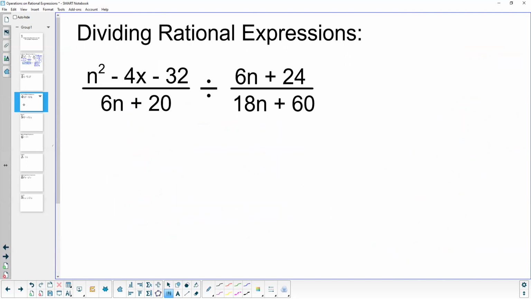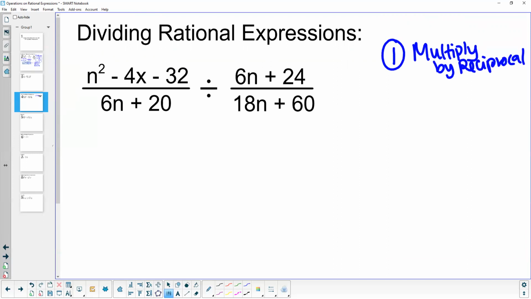Now, dividing rational expressions is very similar to multiplying rational expressions. The reason why is when we divide fractions, people don't like to divide fractions because A, people hate dividing, and B, people hate fractions. So why would we do the double doozy? So what we're going to do is we found that if you divide by a fraction, that's the same thing as multiplying by its reciprocal. So when we divide rational expressions, the very first thing we're going to do is change it to a multiply by that reciprocal. So we want to change it to a multiplication problem.